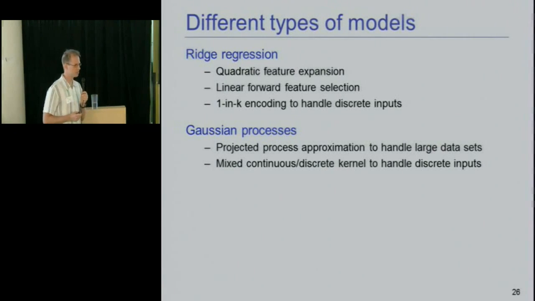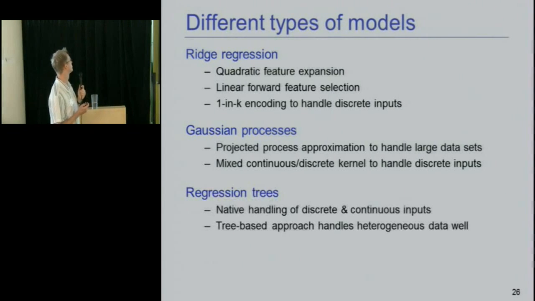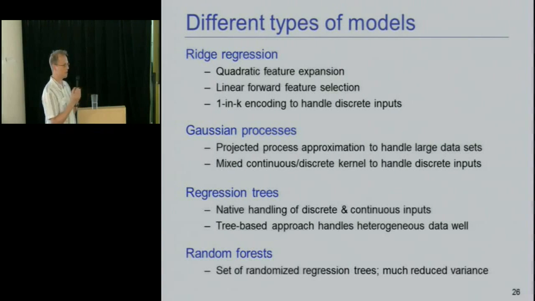I used a projected process approximation. And I had to put in a different kernel for handling these continuous and discrete parameters. But it all works fine now. So it can scale to very large data sets. And then I also used regression trees, which are well known to handle discrete inputs well. And since they're a tree-based approach, they can also handle heterogeneous data well because they're directly hierarchical, right? And finally, random forests, which are just sets of regression trees, but typically have a much reduced variance.